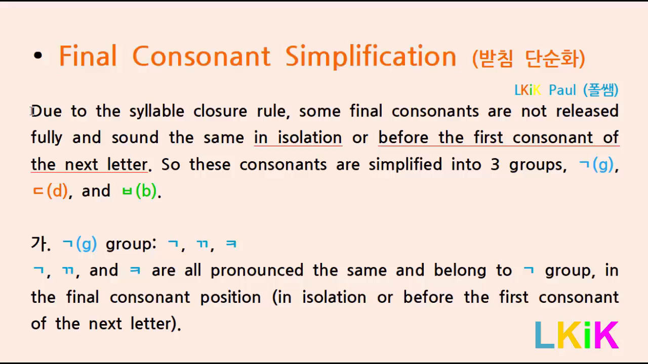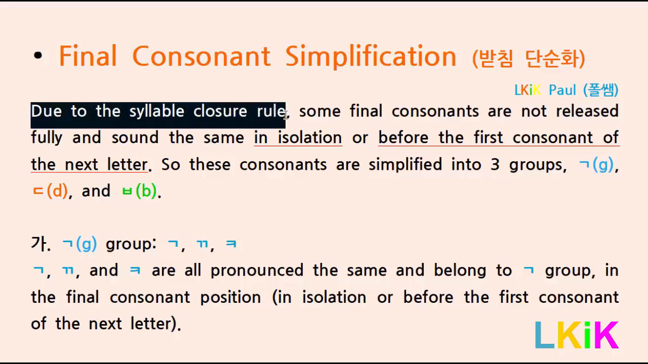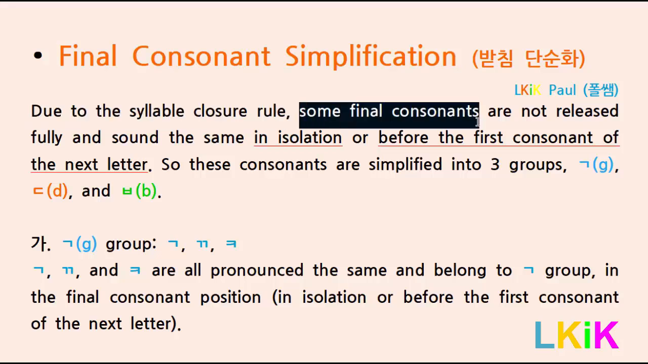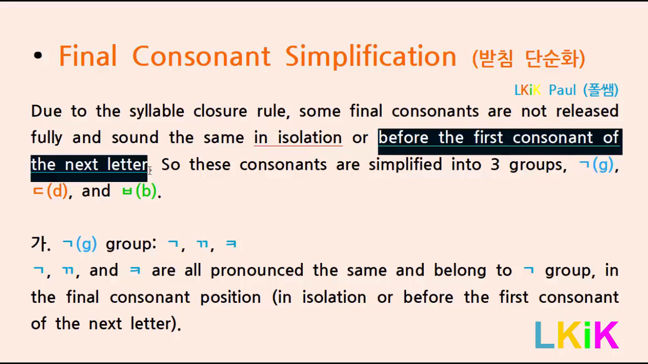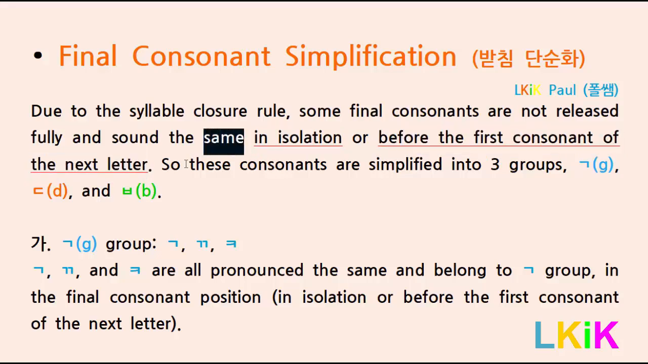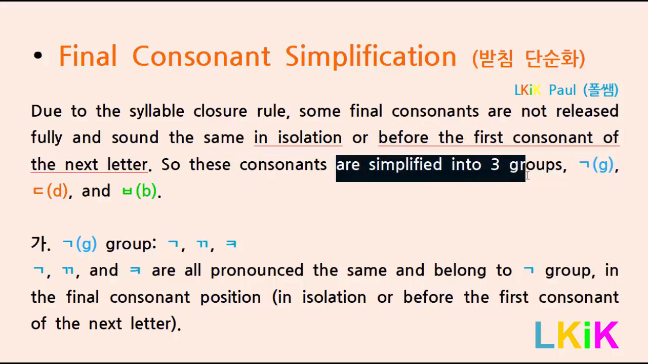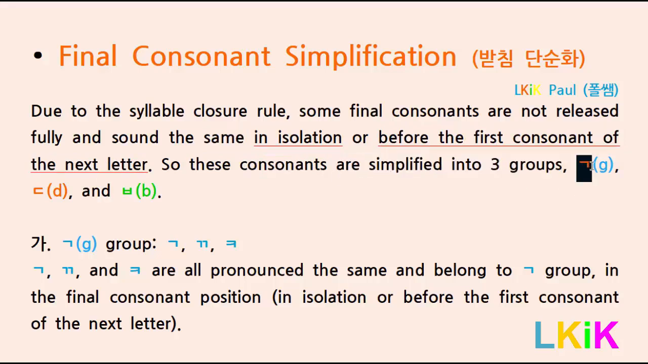Let's read the text. Due to syllable closure rule, we already checked out syllable closure. Some final consonants, not all the final consonants, just some final consonants are not released fully and sound the same in isolation or before the first consonant of the next letter. So the same consonants are simplified into three groups. The first one is 기역 group, G group. The second one, 디귿 group, D group. And the last one, 비읍 group, P group.